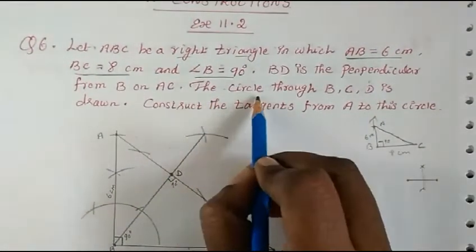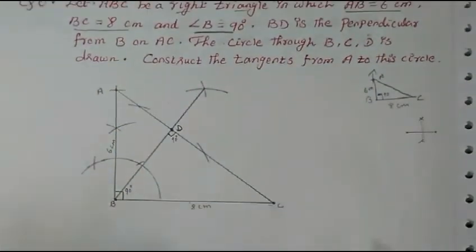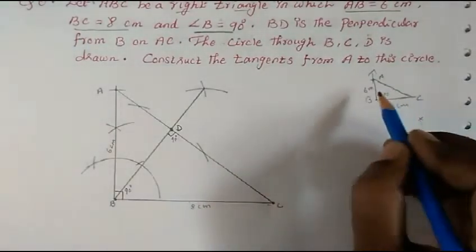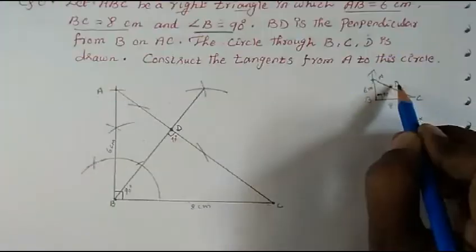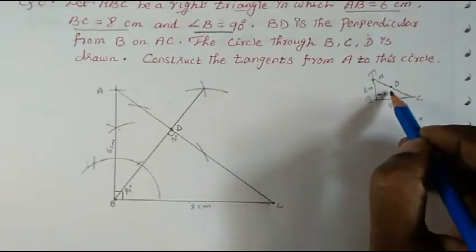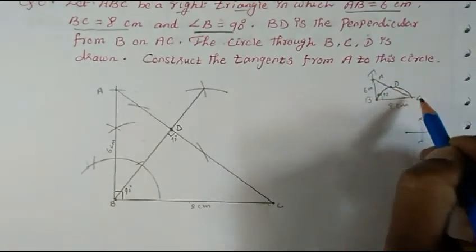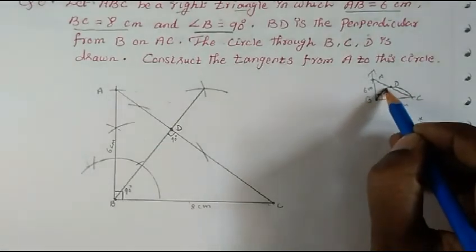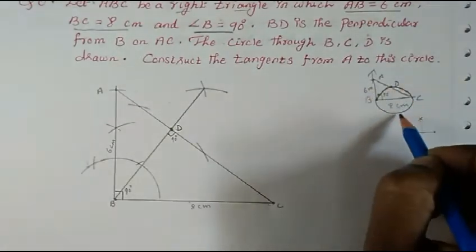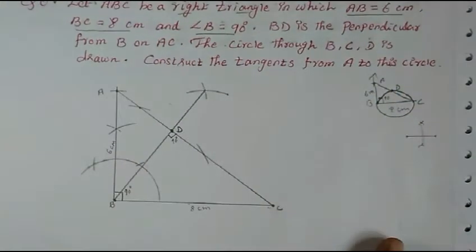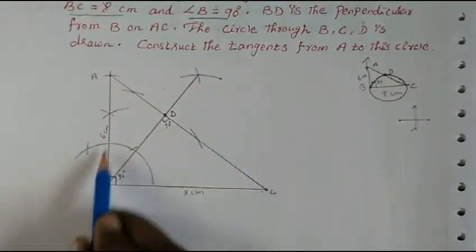Now the circle through BCD is drawn. So now we have to draw a circle through BCD. For example, this is your right angle triangle. We found point D here. Now we have to draw a circle which will pass through point B, then C and D. All three points it will pass and make one circle.